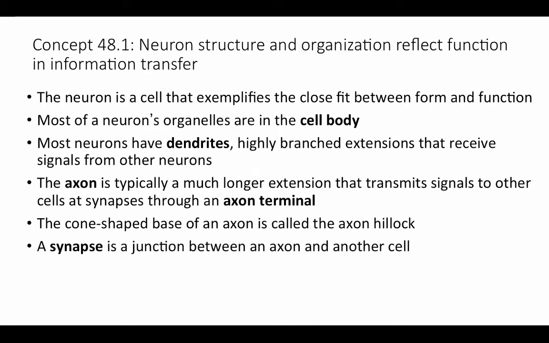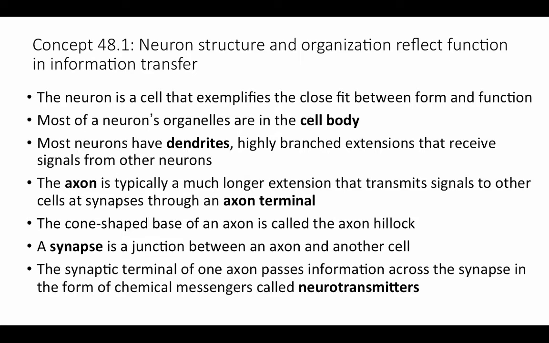The term synapse refers to a junction between the axon terminal, so the very end of the axon, and the other cell that it's communicating with. So the synapse is actually a space in between. The synaptic terminal of one axon is going to pass information across the synapse in the form of chemical messengers. So this is that short distance chemical transmission that we were talking about just a moment ago. And these chemical messengers are called neurotransmitters.